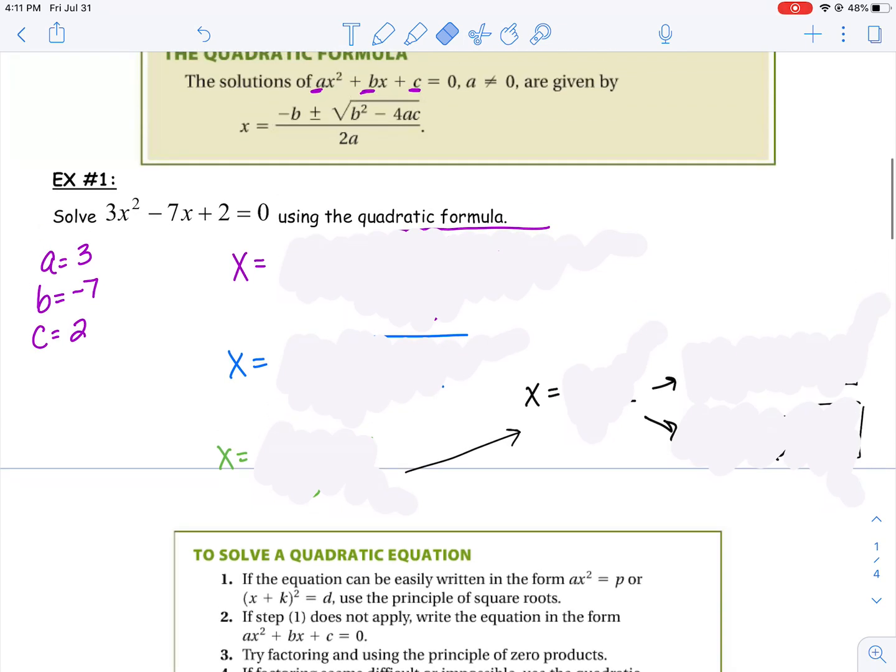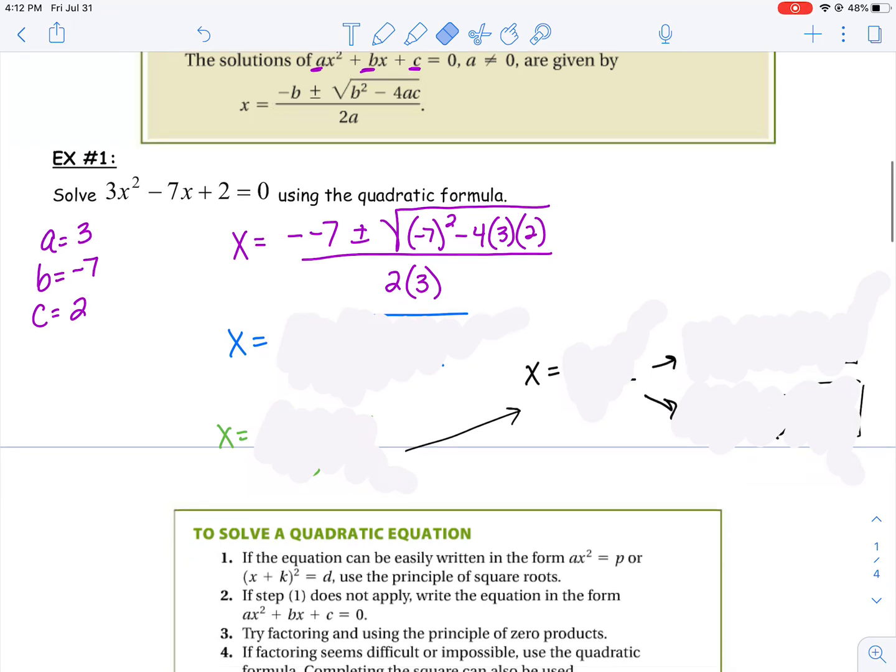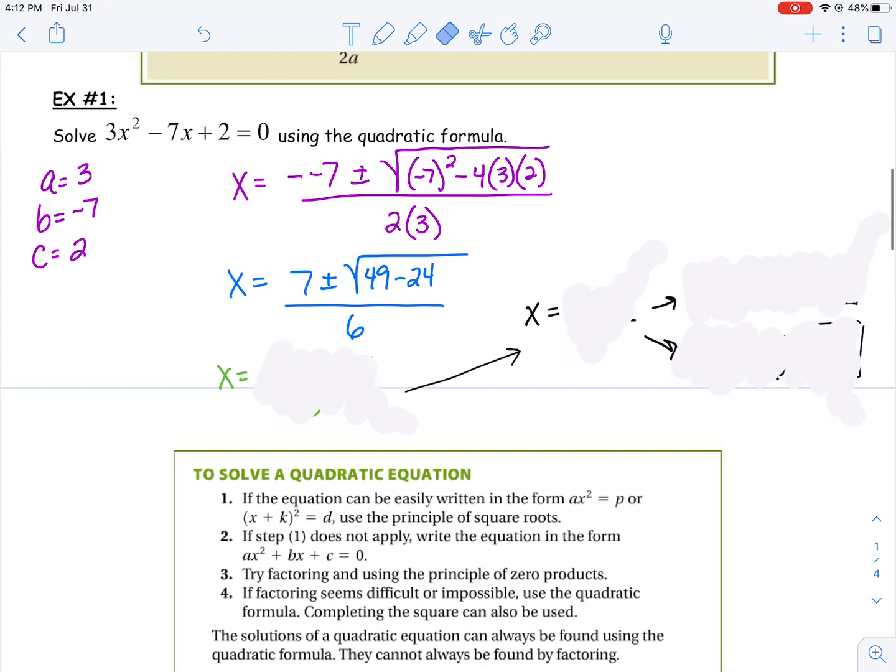Now, let's plug it into the formula. We have x equals negative, and then b, so there's a double negative, plus or minus the square root of b, which is negative 7 squared, minus 4 times a, which is 3, times c, which is 2, all over 2 times a, so 2 times 3. So your formula should look like mine. Now we just have to simplify. The two negatives in the front make a positive, so I have a positive 7, plus or minus the square root of negative 7 squared, which is 49, minus 4 times 3 times 2, which is 24, all over 2 times 3, which is 6.